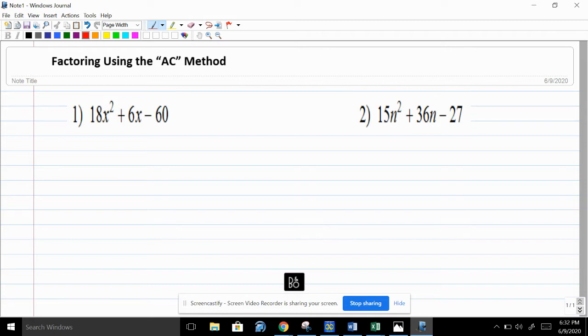So the steps still stay the same. So I'm not going to go into a whole lot of detail on the steps again. As I go, you'll be able to follow me. All right, so starting with number one, our step one was look for a GCF. Look for a number that we can divide by.